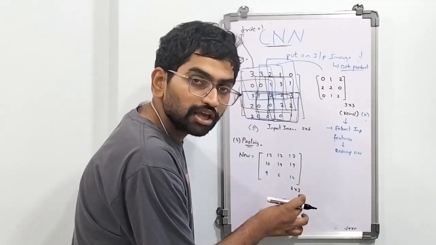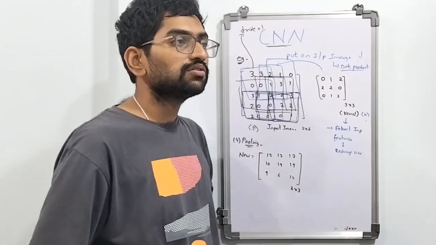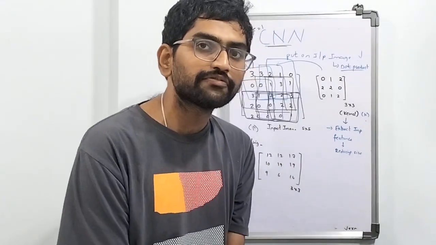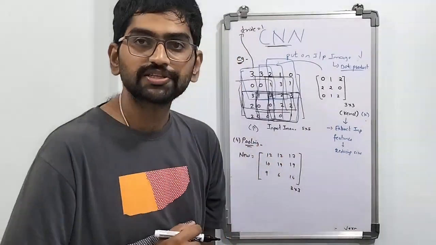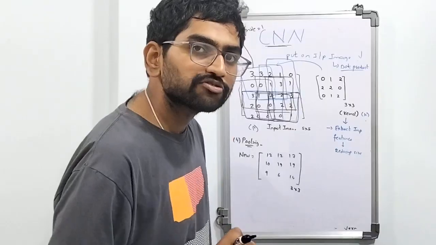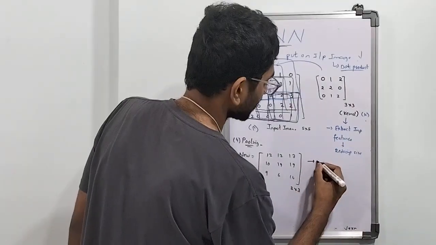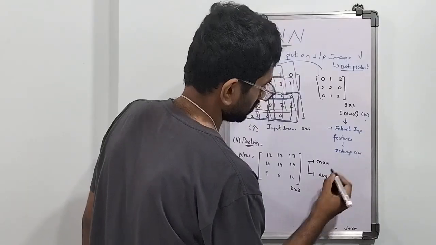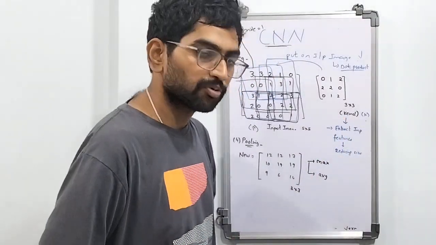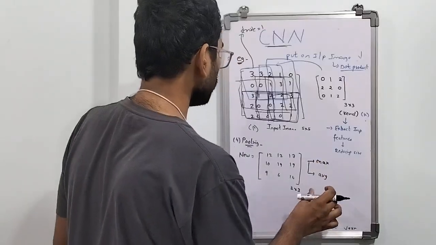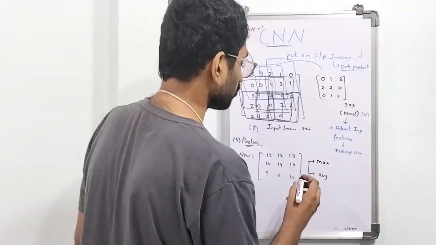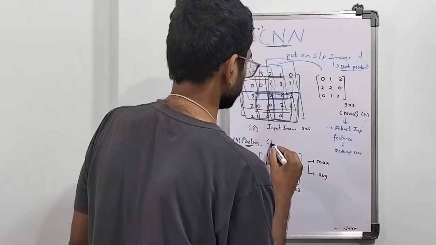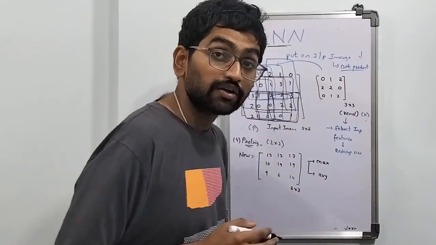You got this 3 cross 3 matrix, right? But to further compress the image and to further preserve the important information, we will be using the concept of pooling. There are two types of pooling that we have. One is max pooling, one is average pooling. So what is the meaning of max pooling? Let's say here I want to do 2 cross 2 pooling.